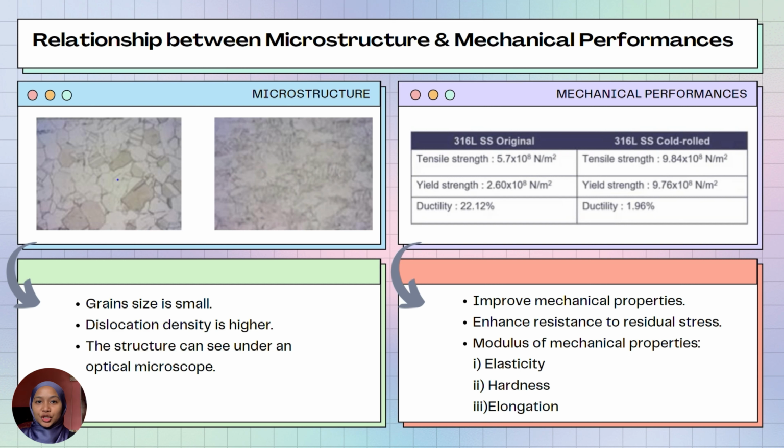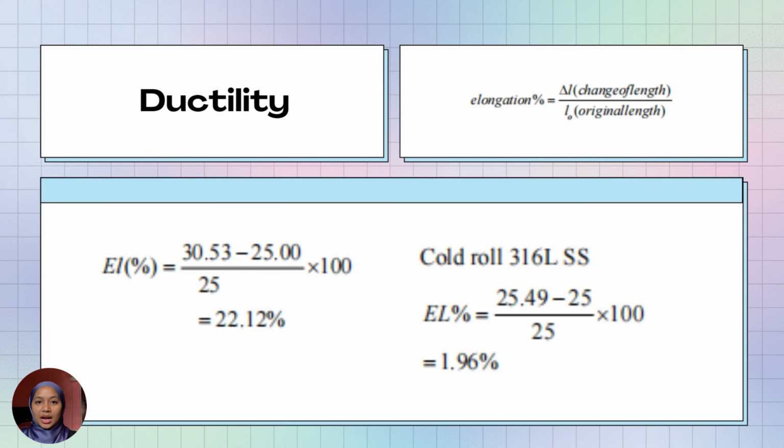The table above shows the properties of the material based on its tensile strength, yield strength, and ductility. These three properties can be proved by calculating them using their formulas. For example, ductility: by using elongation percent equal to change of length divided by original length times 100, you can get the value in percent of the ductility.